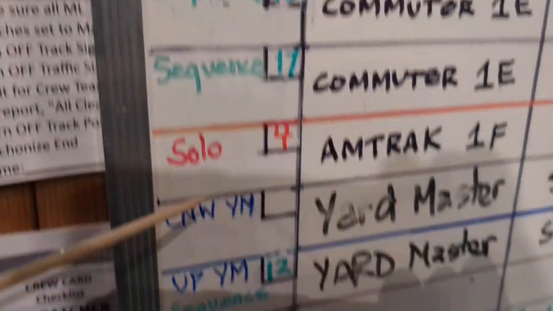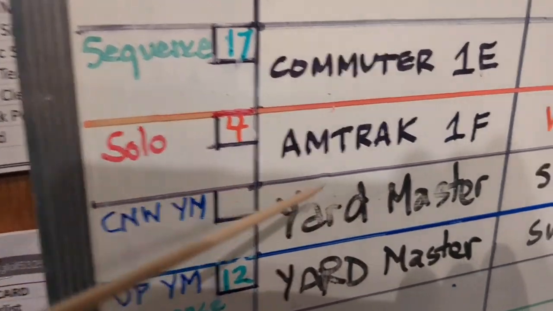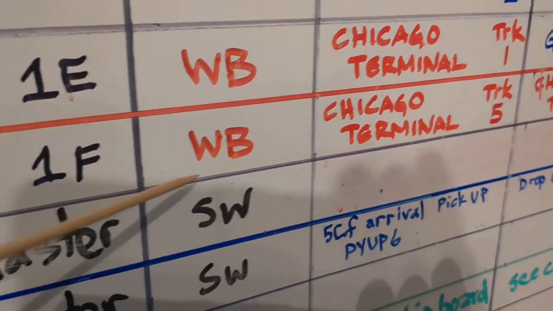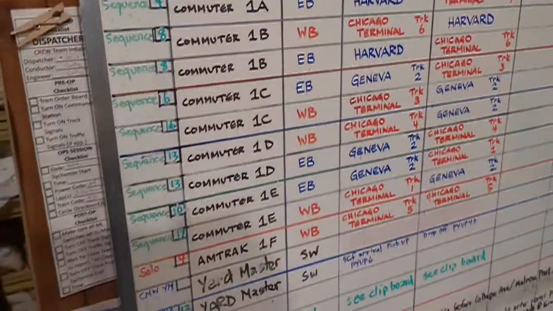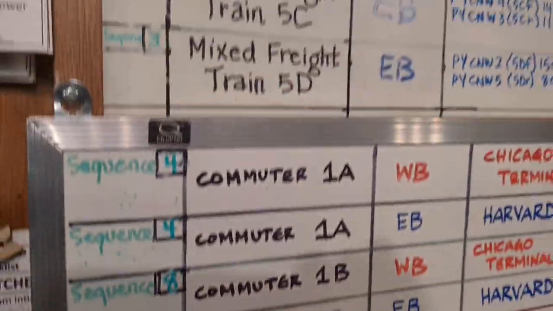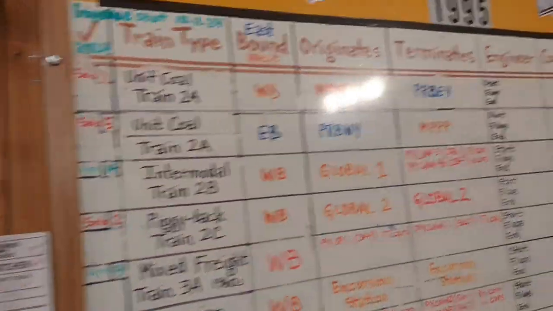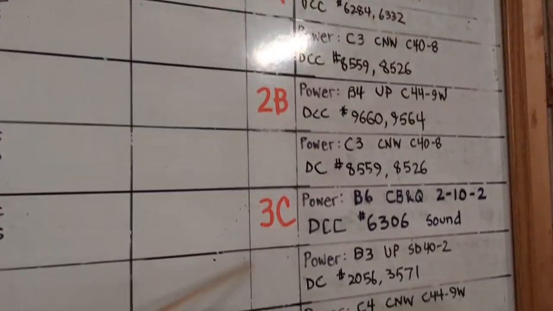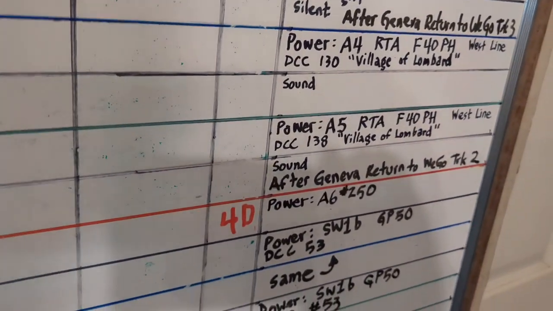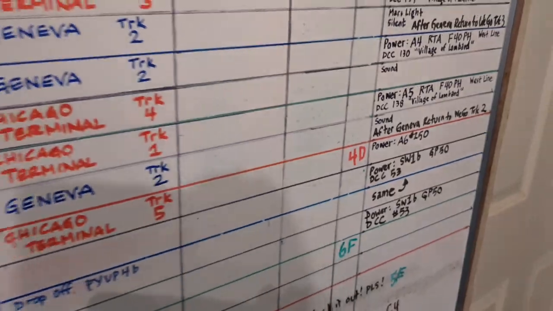And then 4, it can be run anytime too. This is the Amtrak that goes only westbound from Chicago Terminal back to Chicago Terminal. So I can run those solo trains anytime within the mix of the sequence. That's why I have them separate. They have their own 1, 2, 3, and 4 clipboards. I can show you that right now.